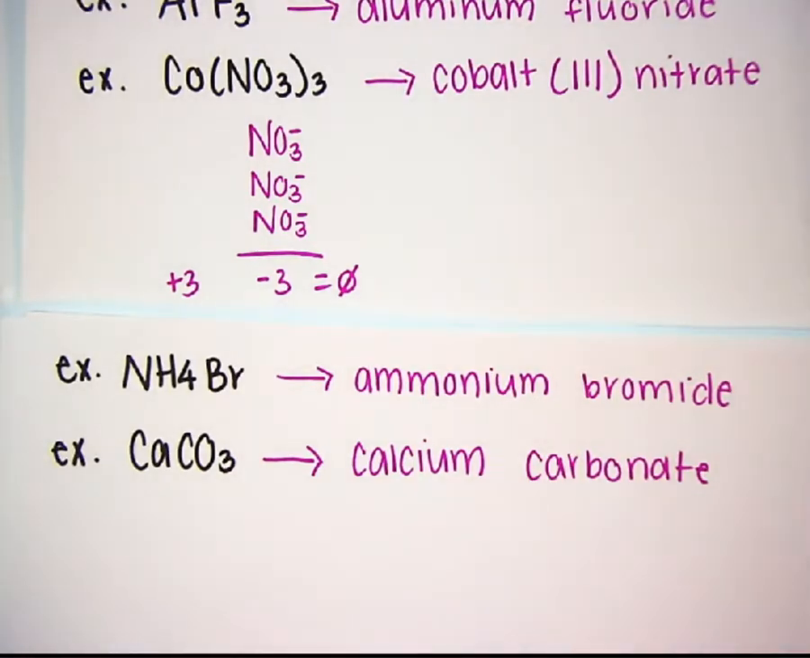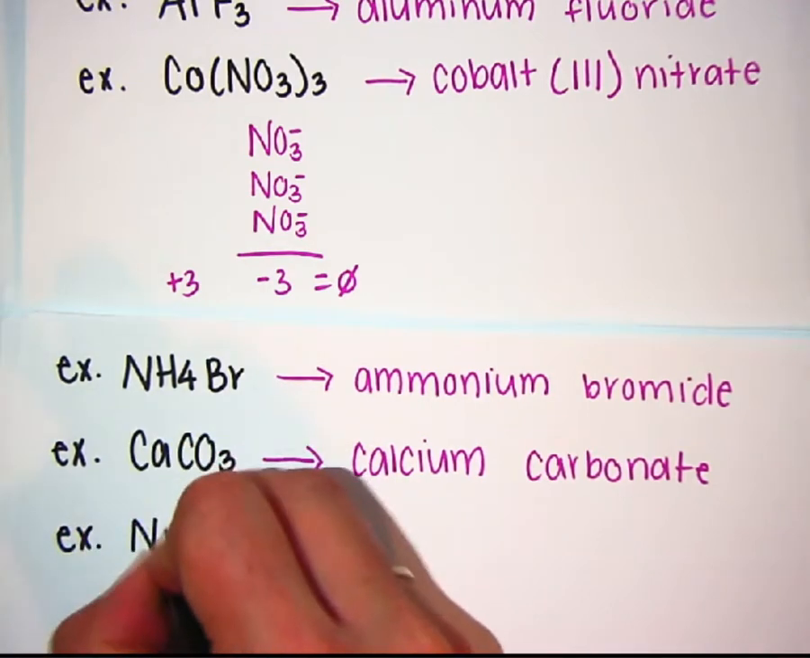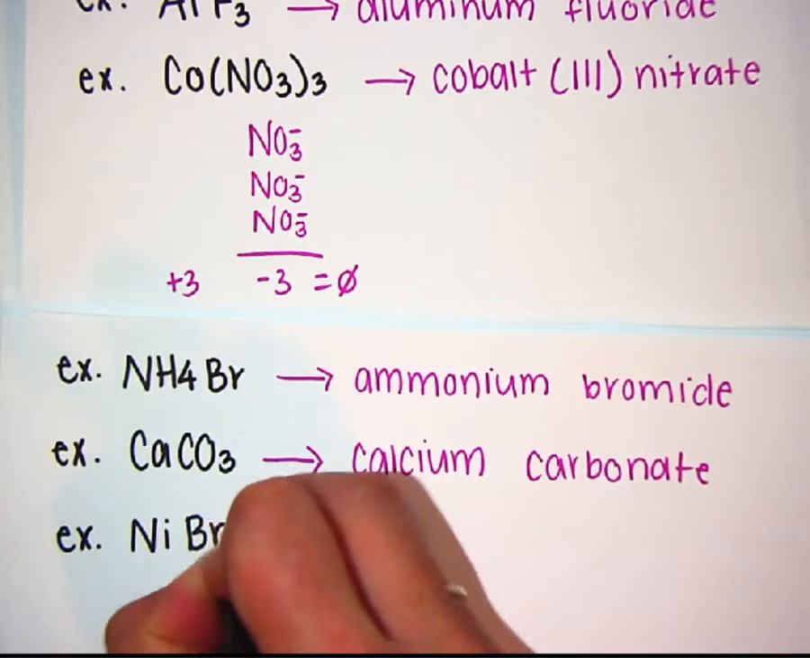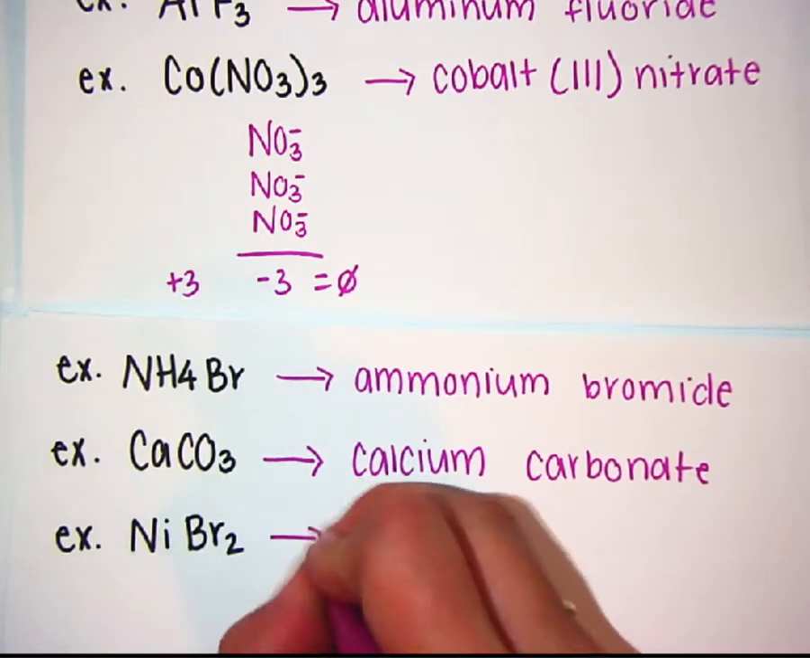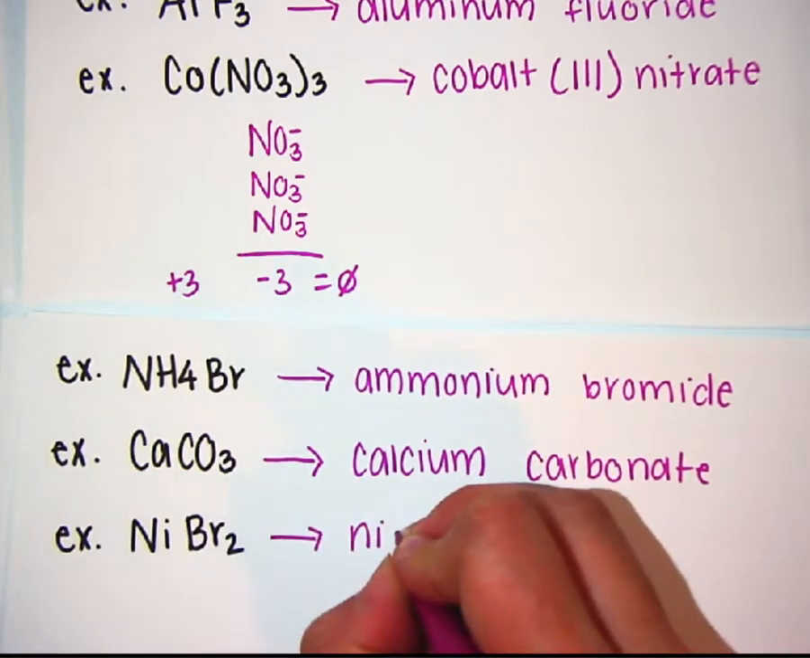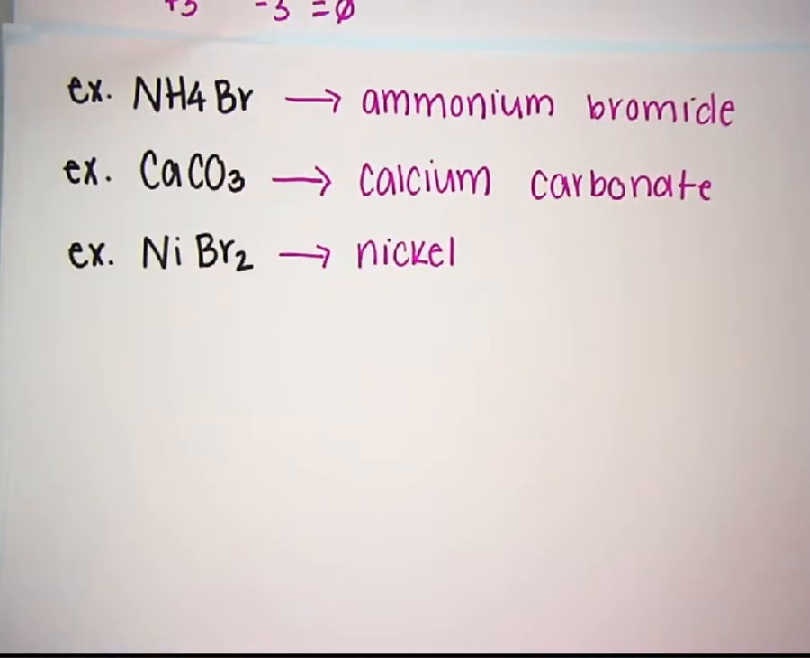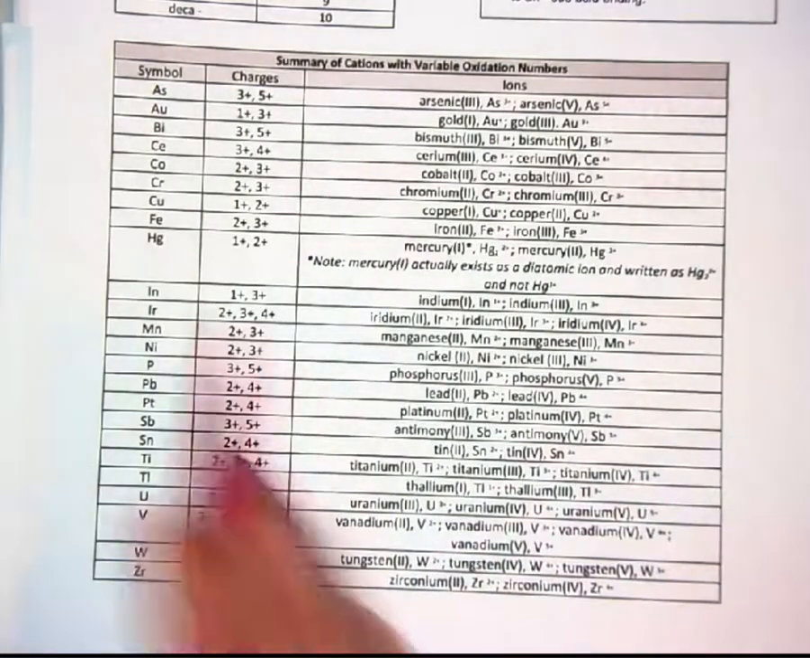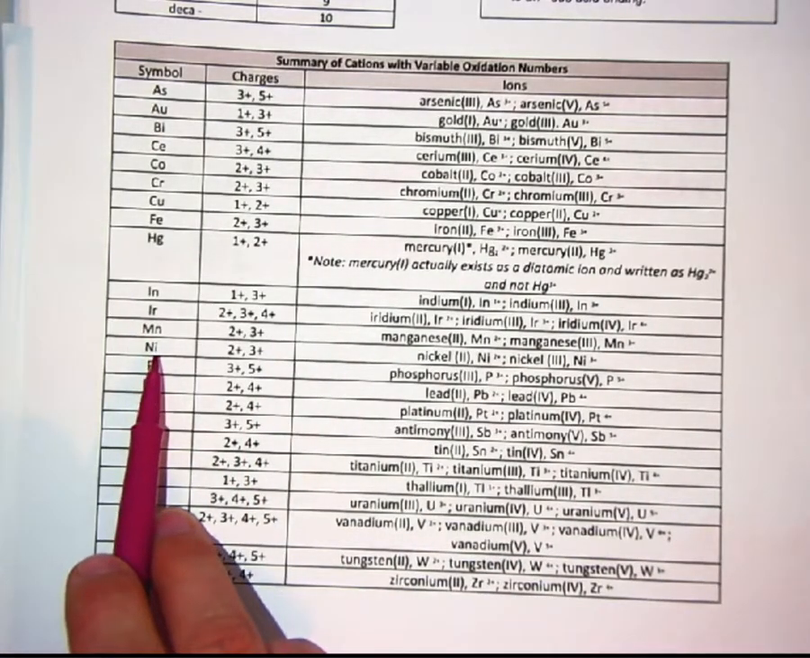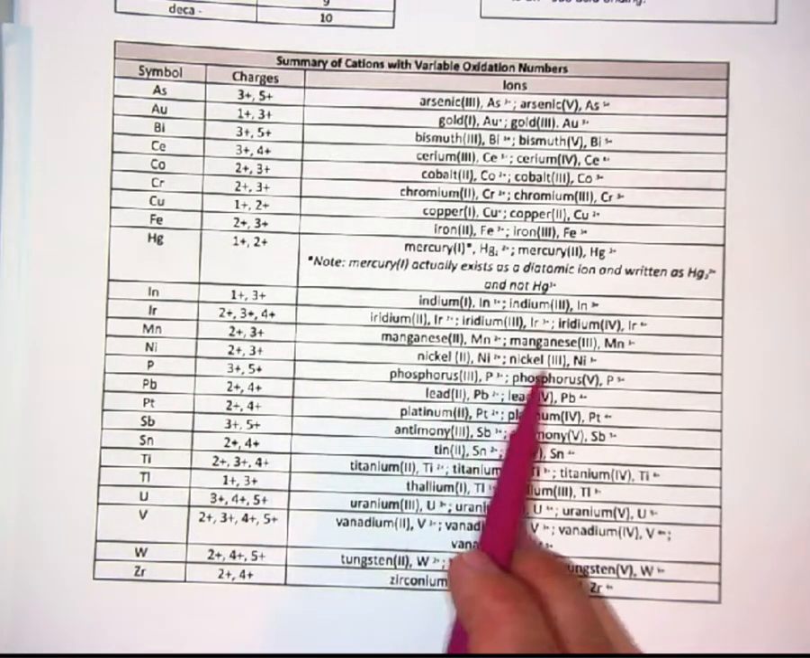We'll do 2 more. NiBr2. Name of the cation comes first. Never change the name of the cation. Ni is nickel, so I write nickel. Next, look to see if we need a Roman numeral. Yep, nickel's on my list. Nickel usually has a charge of +2 or +3, so I either need to write nickel 2 or nickel 3.